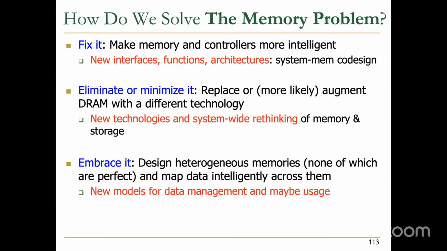So here, for example, we're going to see some techniques. I'm going to actually mention them soon. You can design heterogeneous memories, none of which are perfect, but you understand the characteristics of your data and application and map data intelligently across those heterogeneous technologies such that you don't run into, let's say, security problems, or you satisfy your performance requirements. And this could actually enable new models for data management and maybe usage of technology. So I think there's a lot of potential over here. And maybe there are other solution directions over here.